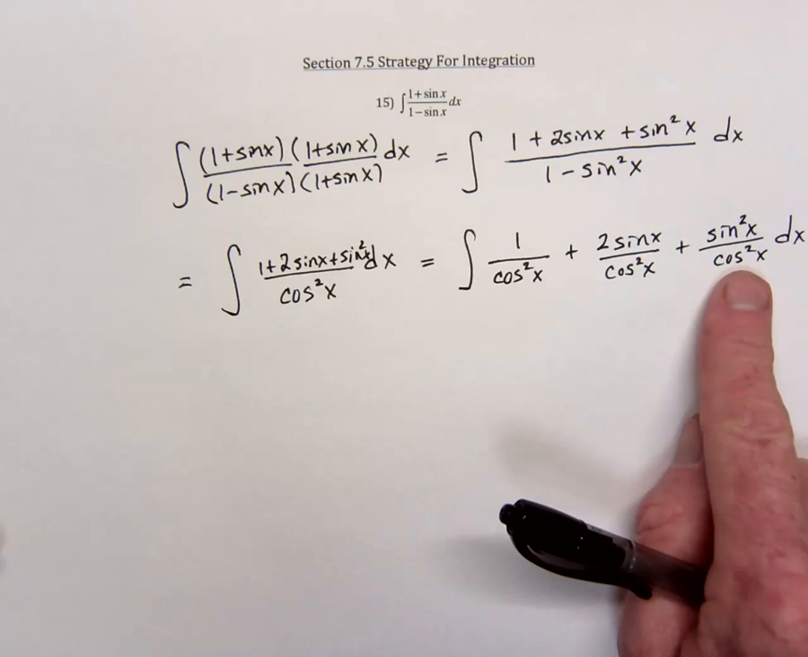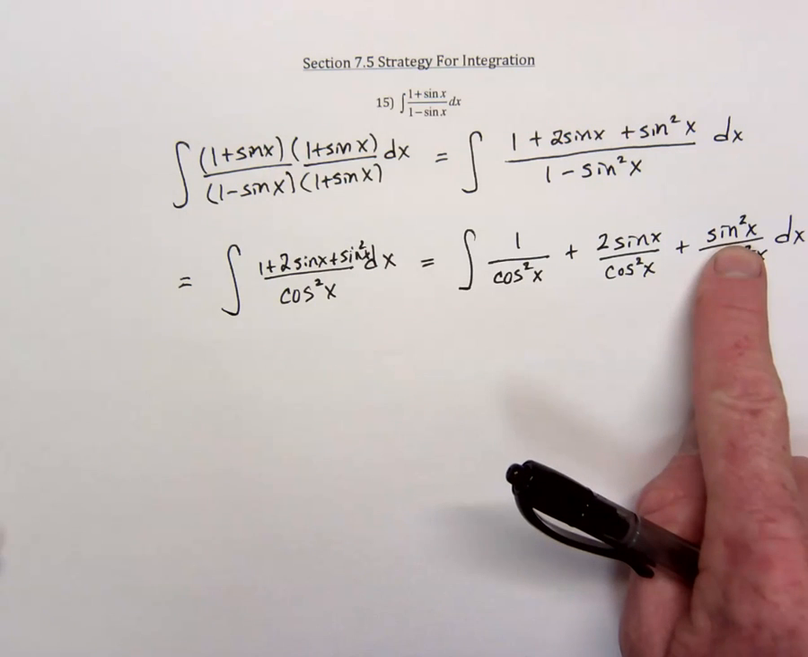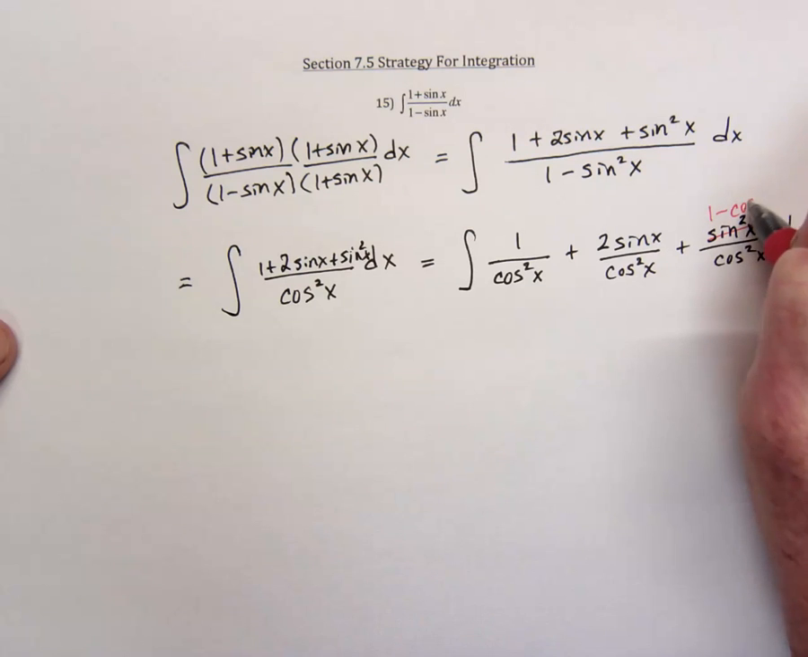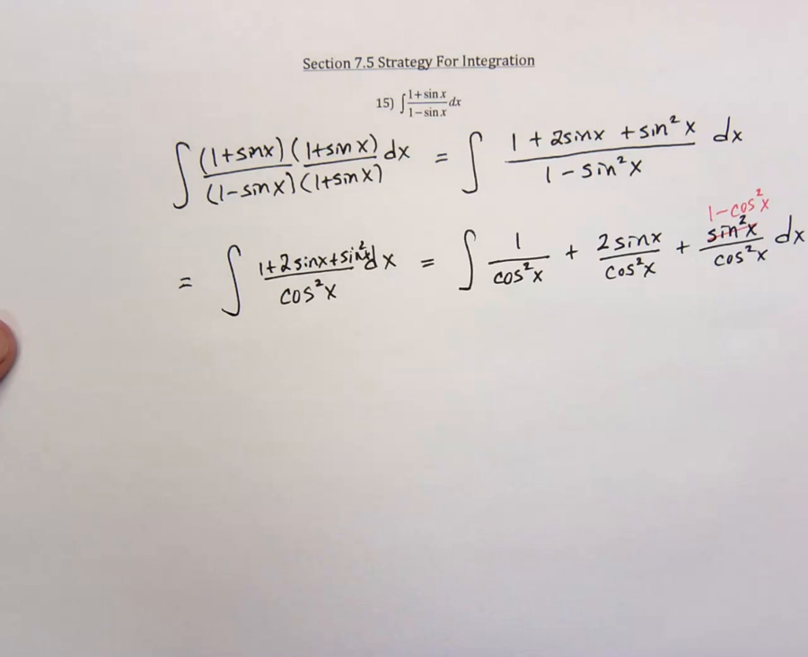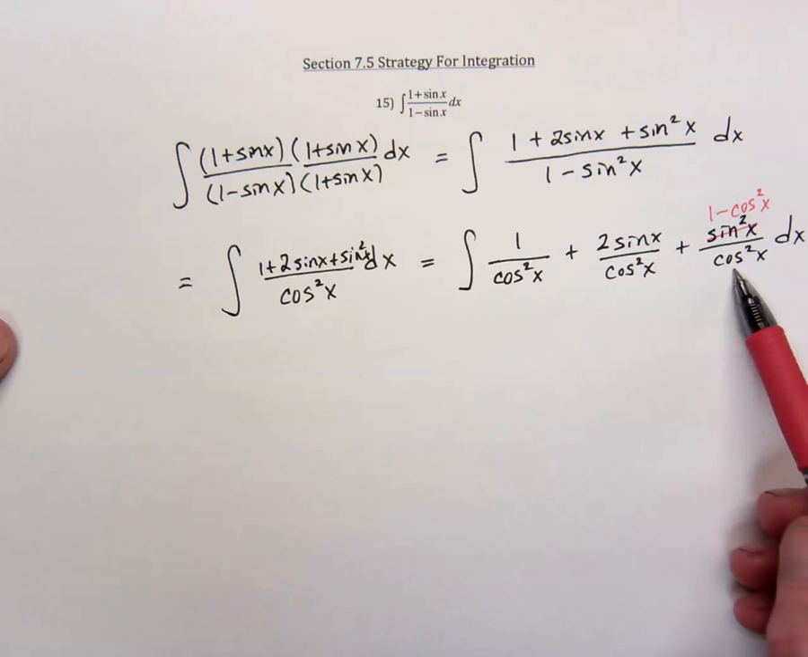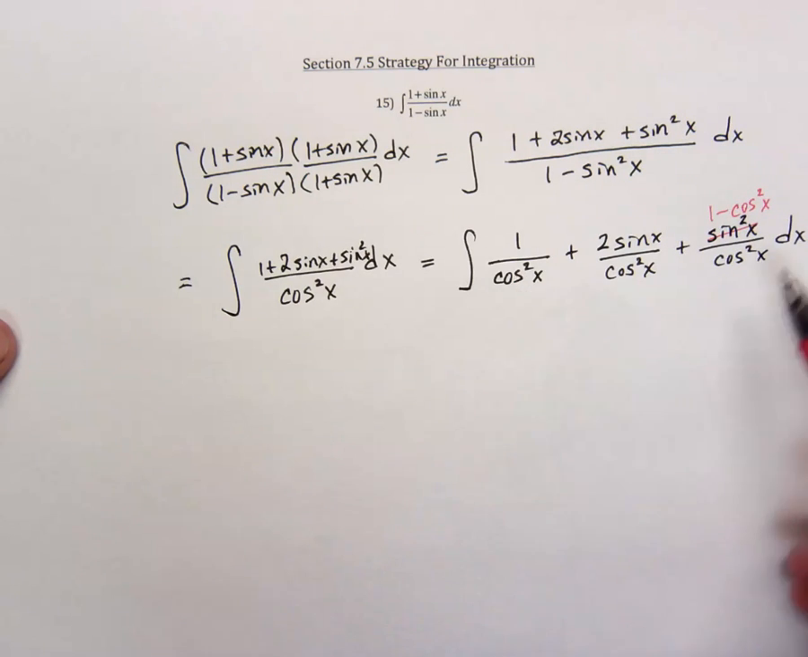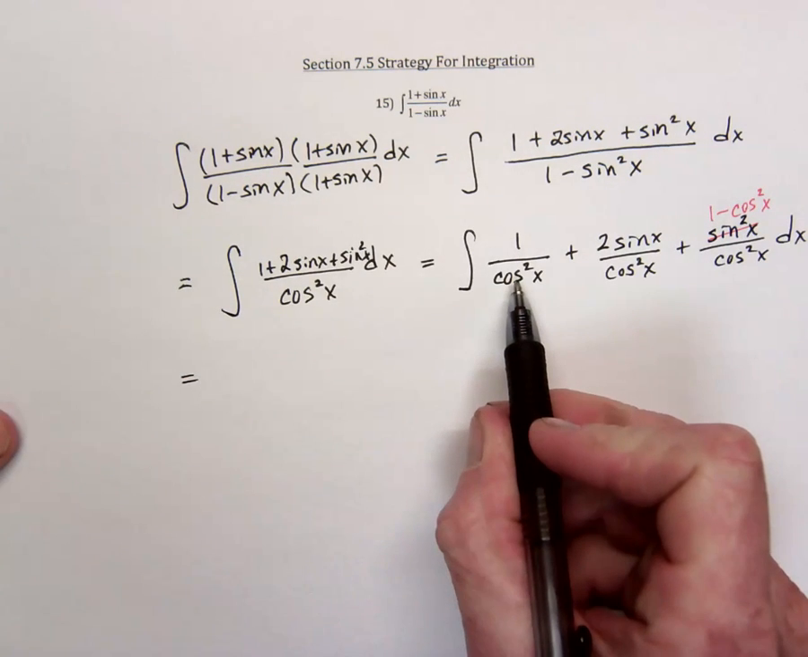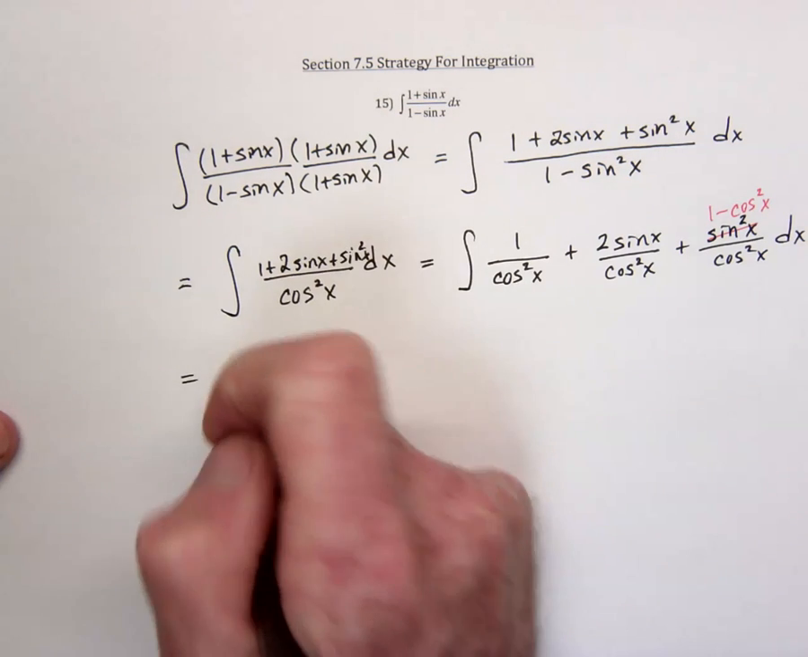So I think that we're going to need to use some other identity, like the fact that sine squared is 1 minus cosine squared. So if you replace sine squared with 1 minus cosine squared, and then break that up into 2 fractions, you'd have 1 over cosine squared, so we would have 2 of those. And then we would have negative cosine squared over cosine squared, that's just a 1.